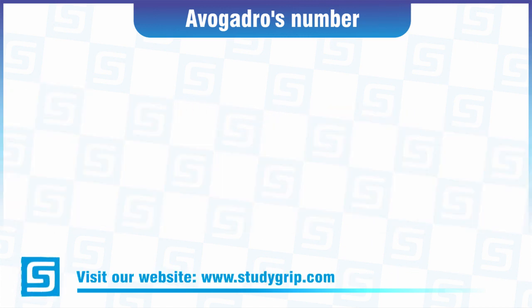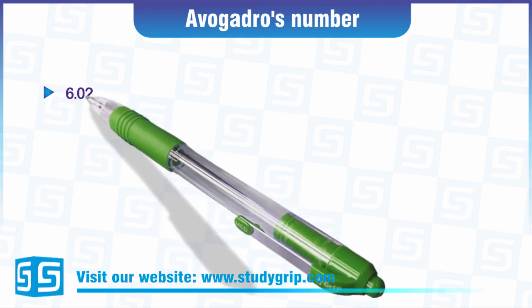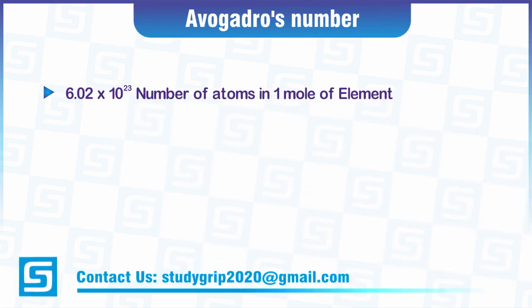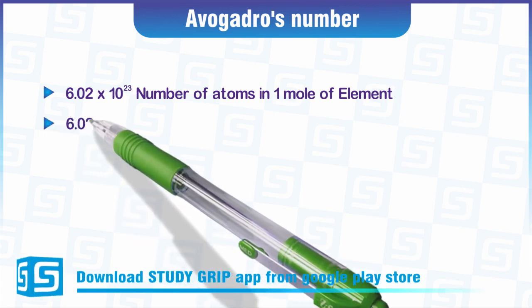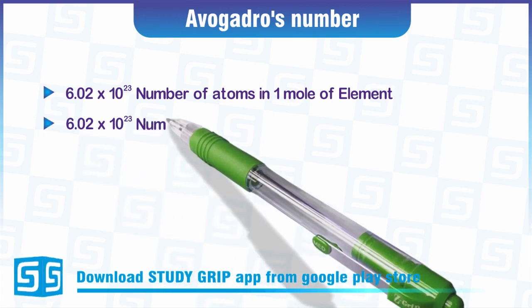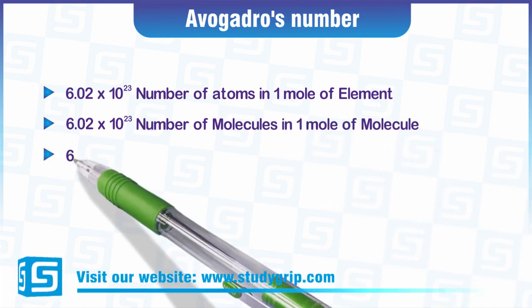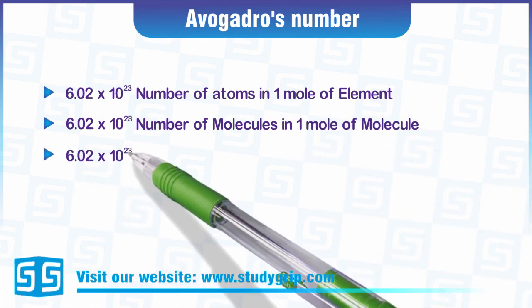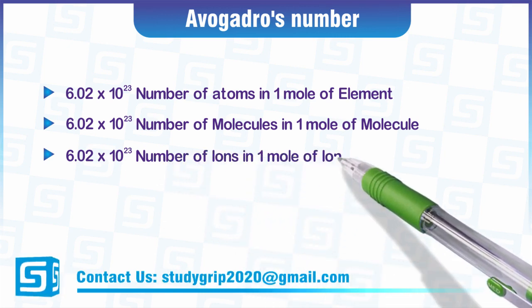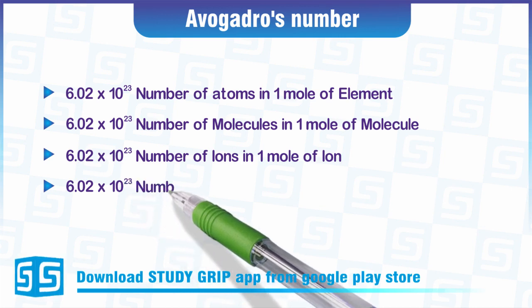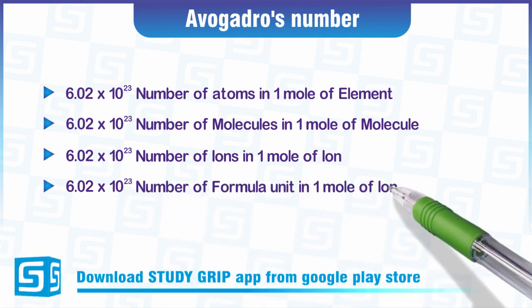As in chemistry, there are 6.02 × 10^23 atoms in 1 mole of an element. There are 6.02 × 10^23 molecules in 1 mole of a molecule. There are 6.02 × 10^23 ions in 1 mole of ions. There are 6.02 × 10^23 formula units in 1 mole of an ionic compound.